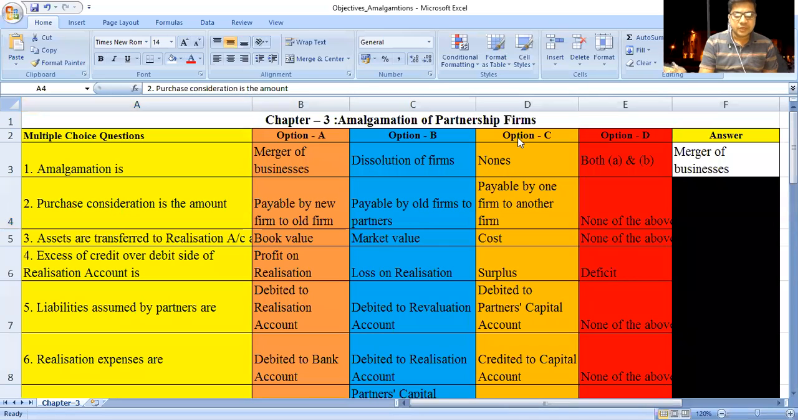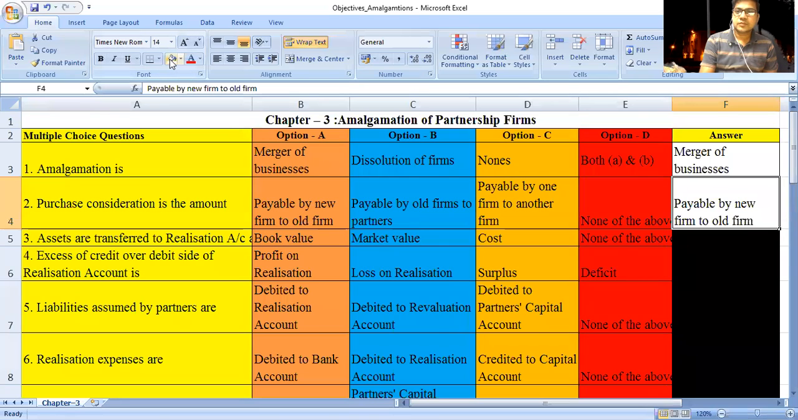Many got the answer. Rushali says A. Gaude Prasad also says A. Rajeshri Kaikwad also says A. So the answer is payable by new firm to old firm. It means the new firm pays a certain amount as purchase consideration to the old firm because the old firm dissolved their business, which we have studied.